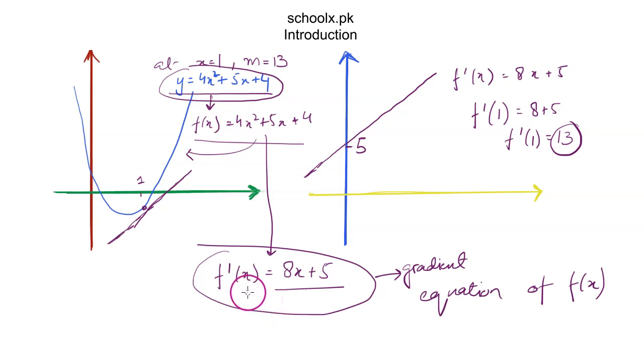Even if you put x = -1 in this, you'll get the gradient of this curve at -1, which will be somewhat right here. The gradient of the tangent of this curve at -1, you'll get that if you put -1 in its first derivative. This is the first derivative.